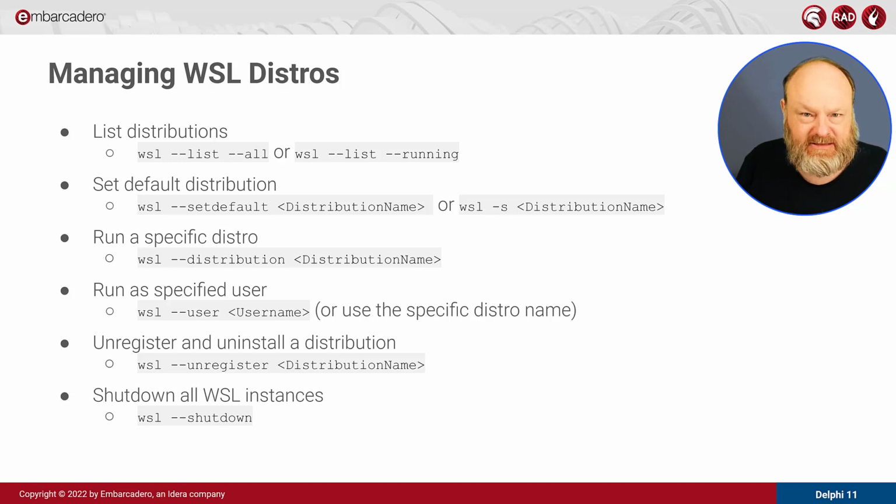If you do list -v for verbose, then it will tell you which ones are running and what version of WSL, whether it be WSL 1 or 2. Although at this point, just run WSL 2. It's way better in my opinion.